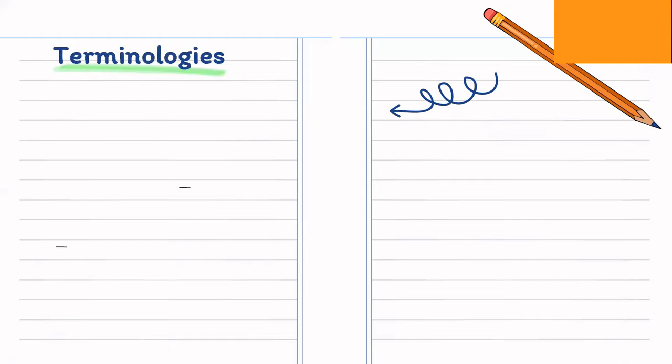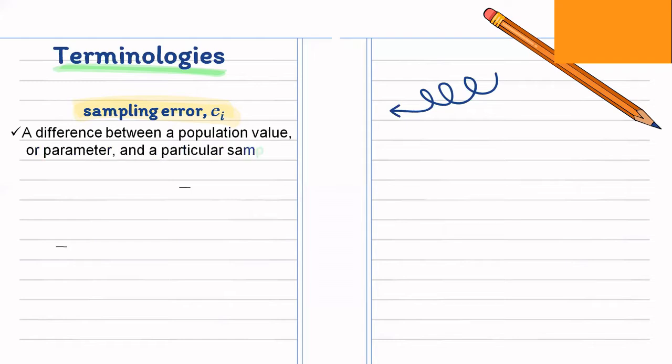Now let's take a look at some important terms that are related to testing the difference between means. The first one is the sampling error, which is denoted as E of I. It is a difference between a population value or parameter and a particular sample value.